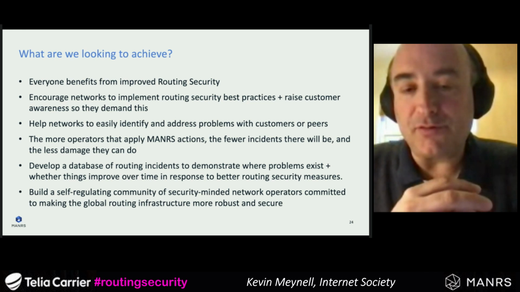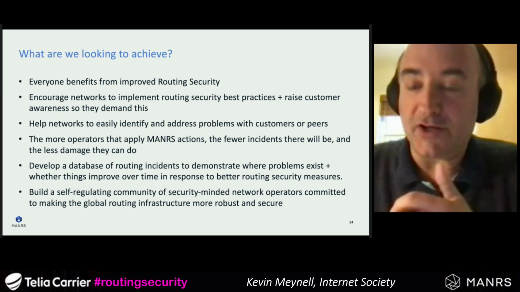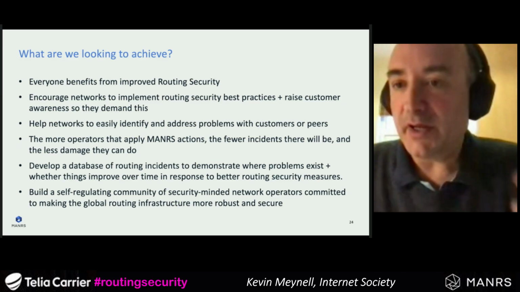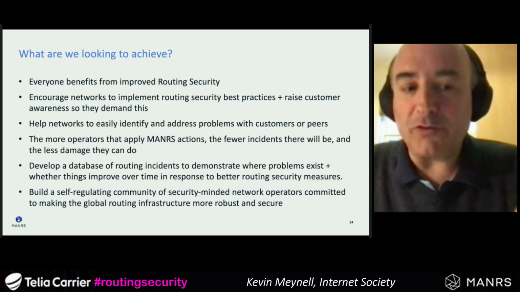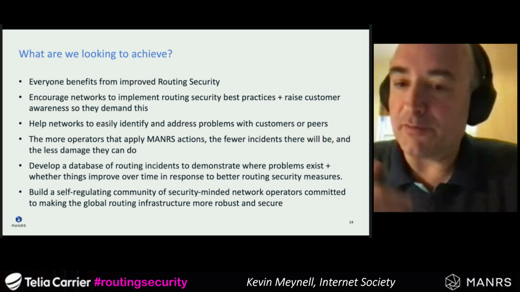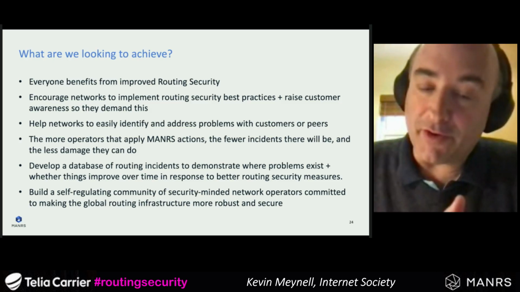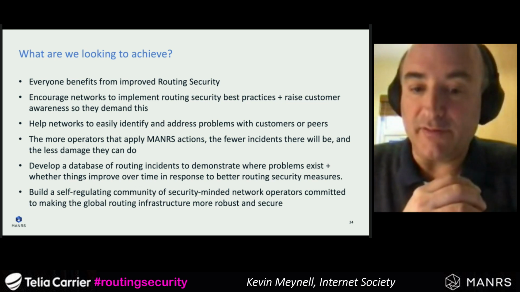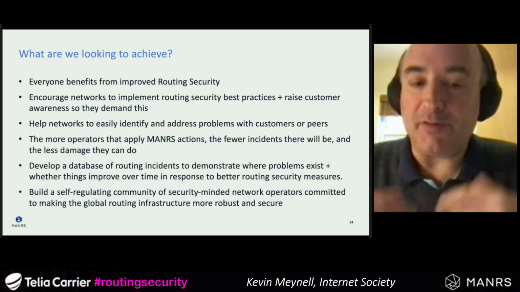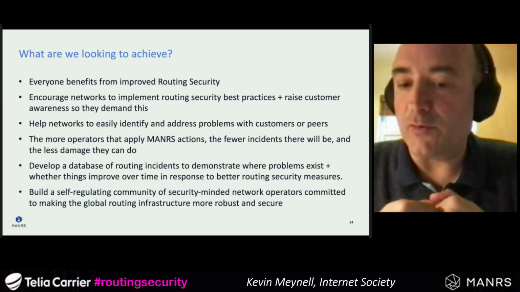And the aim is that the more operators that apply these actions, the fewer incidents will occur. And actually there is some evidence that as operators have applied these actions, that we have seen a drop in routing incidents. And then we also want to develop a sort of historical database of incidents to sort of demonstrate whether we can identify where there are particular problems, but also whether we can see things improving over time or not. So are these measures actually being effective? But ultimately, really to build this self-regulating community of security-minded operators who are really committed to making the routing infrastructure more secure.